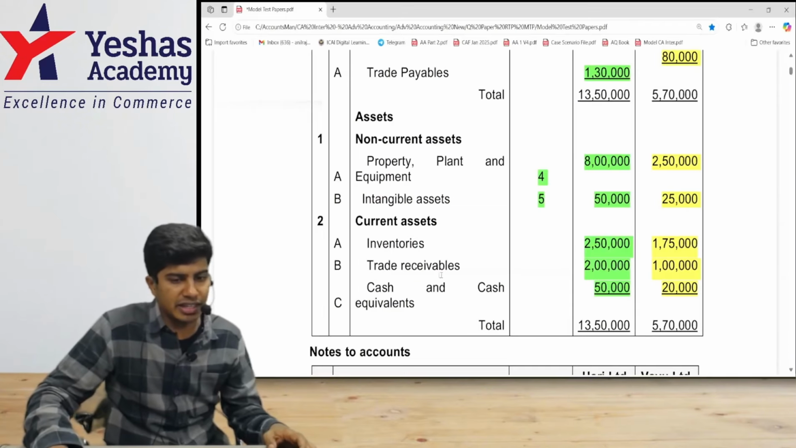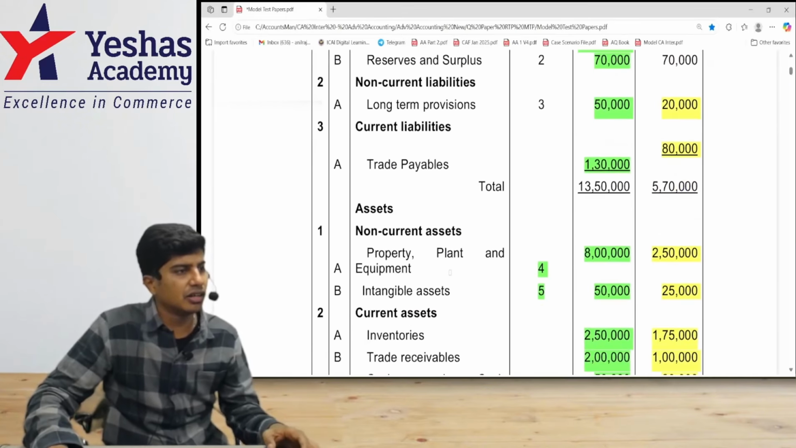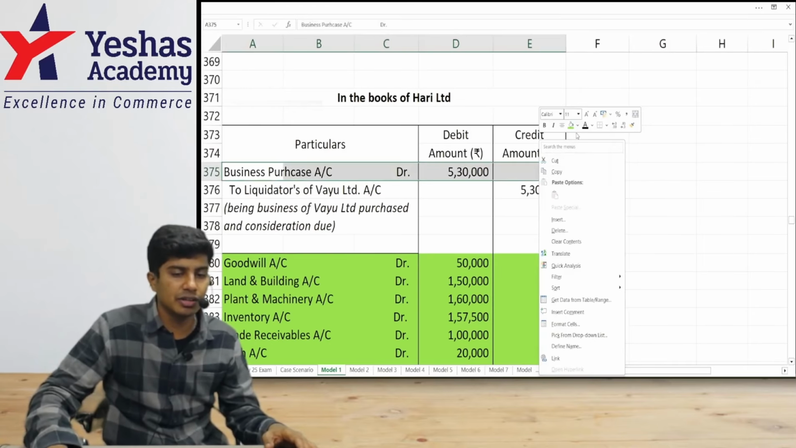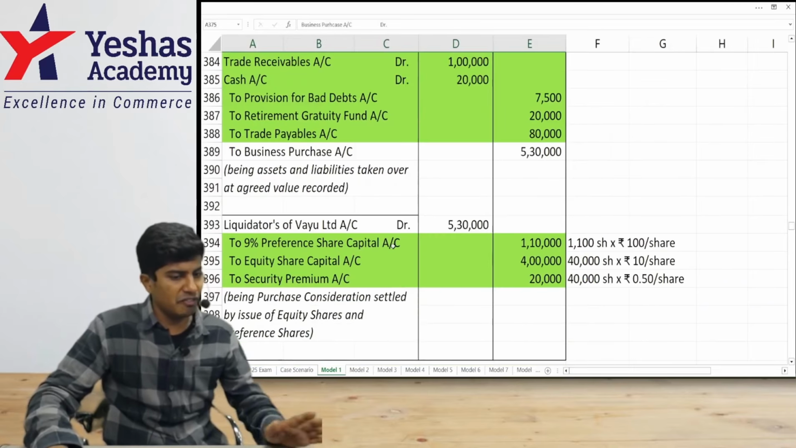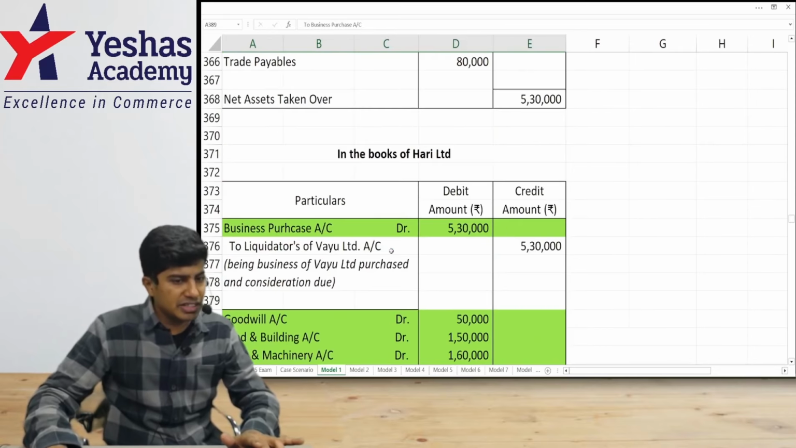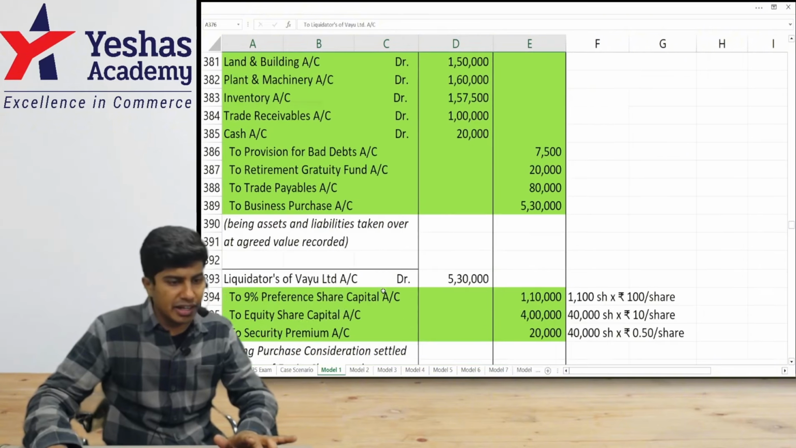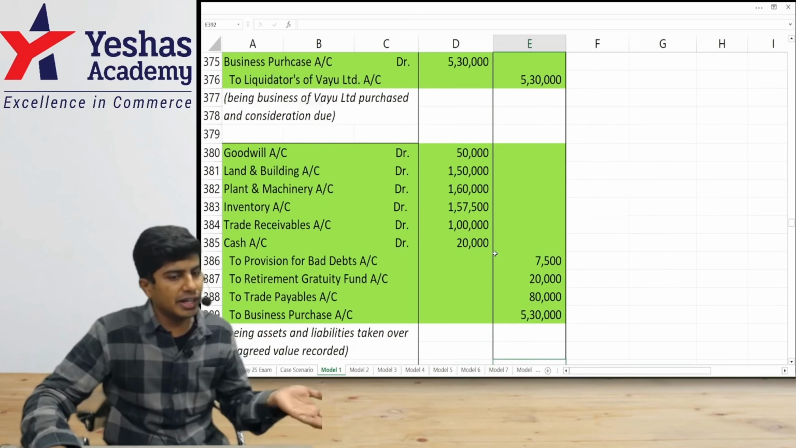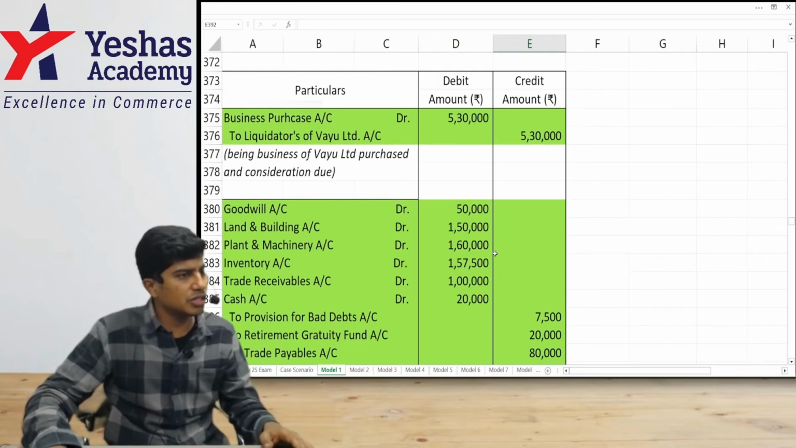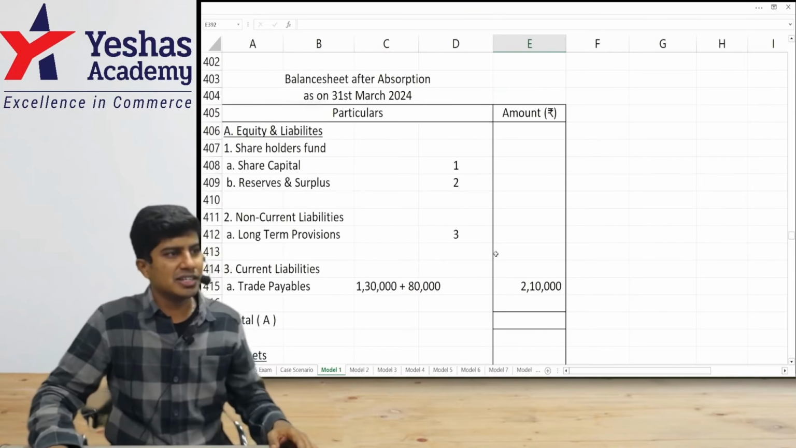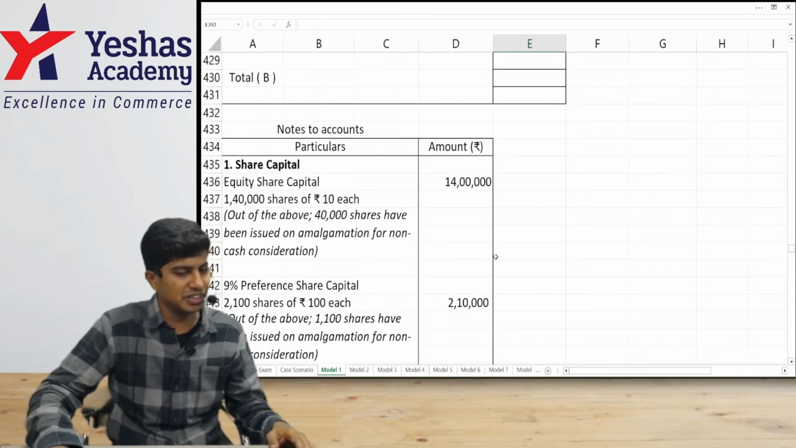Then, is there anything left in the balance sheet? Balance sheet, everything's done. Journal entries, is everything done? No. Business purchase debit 5 lakh 30. Where do we write it? Don't worry. It will be credit. Second entry 5 lakh 30 gone. In the first entry, we have liquidators to Vayu Limited, liability 5 lakh 30 credit. In the third entry, liquidators to Vayu Limited 5 lakh 30 debit, and that is also gone. All the entries and all the balance sheet items are taken care of. Just close your notes to accounts, post them to balance sheet, and see your balance sheet tally.